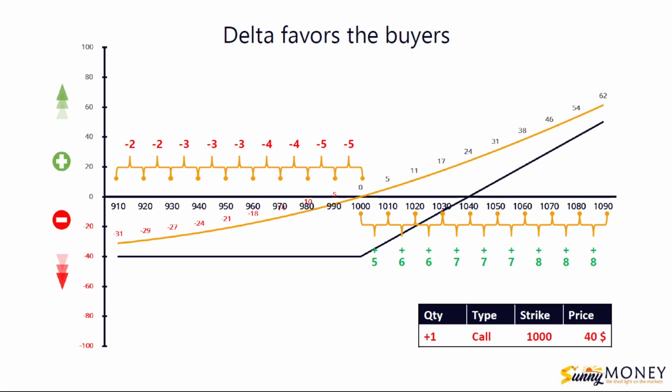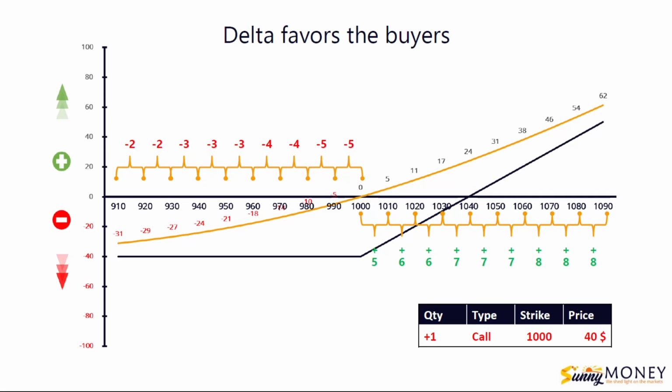For us, call buyers, therefore, the delta is in favor. The option increases its profit strength the more we are right. And it decreases its losses the more we are wrong. See how the value of every 10 points on the long call changes. 5, 6, 7, and 8, upwards, 5, 4, 3, 2, downwards. Well, I think the example just given is pretty clear.